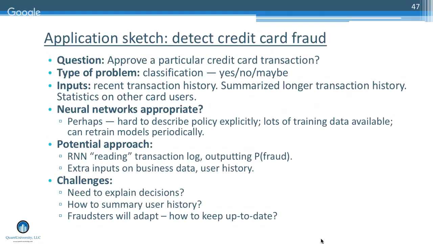But yeah, so there's things like, okay, how do I actually feed in that statistics about other users? And you can imagine a hybrid model where you might have an RNN looking at your last 10 or 20 transactions, spitting out some estimate that you then feed into some other type of model, decision tree or something, as just one input.